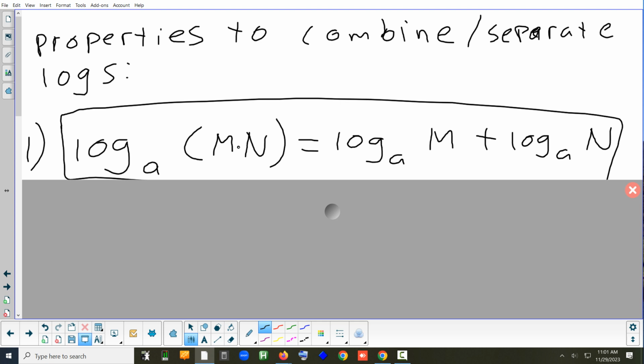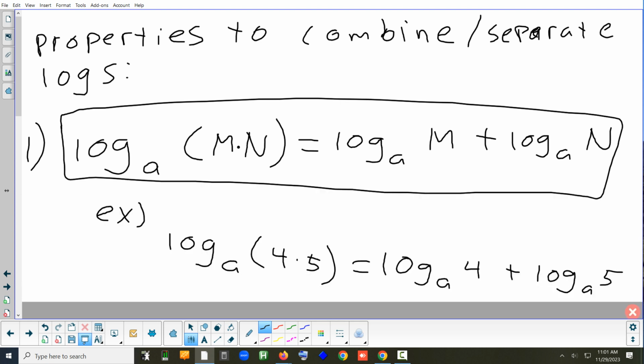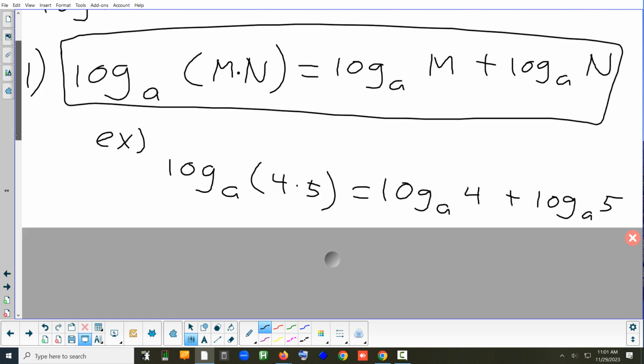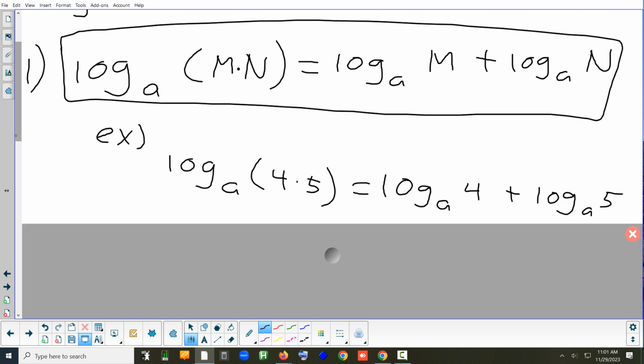Your first argument is the first thing you are multiplying, and the second argument, the n, is the second thing you are multiplying. So here's an example with numbers. If I have log 4 times 5, and base can be any base you want, you could split that up into log 4 plus log 5. Okay. Let me show you how that looks. If you type it in, I'll use base 10, because that's what I have a button for on the calculator.